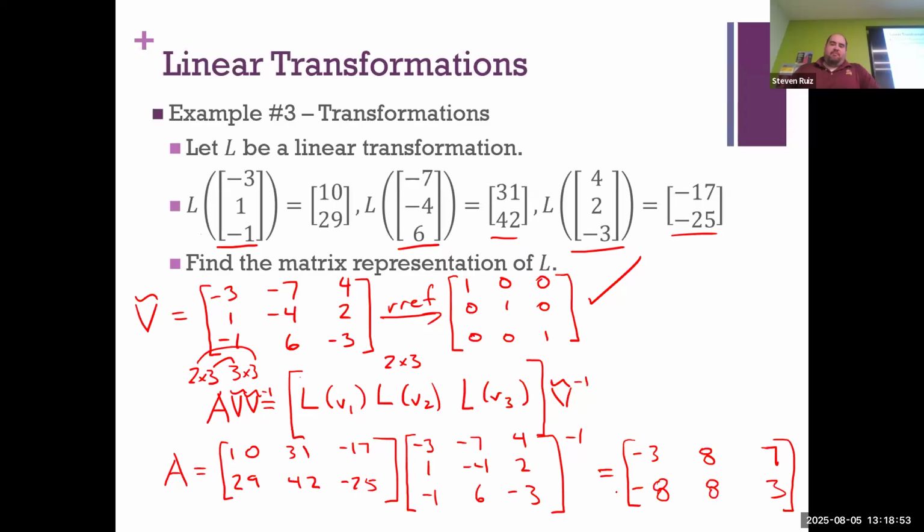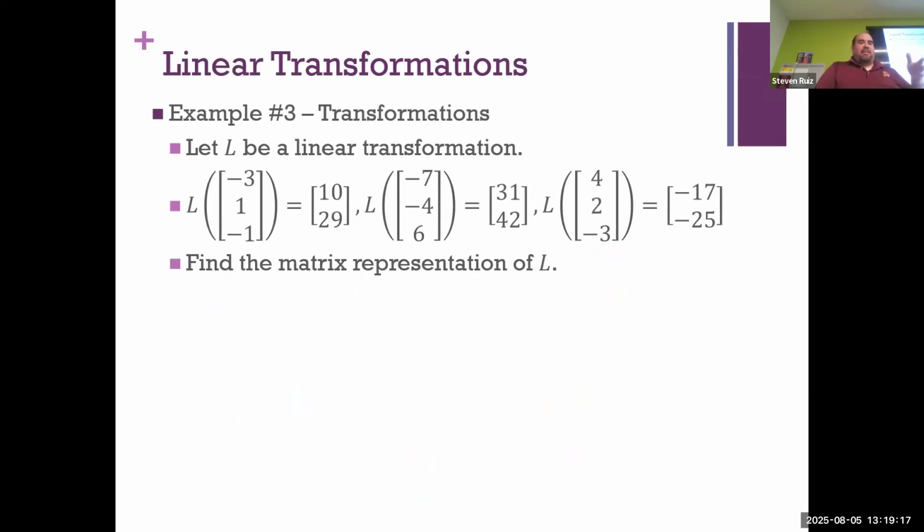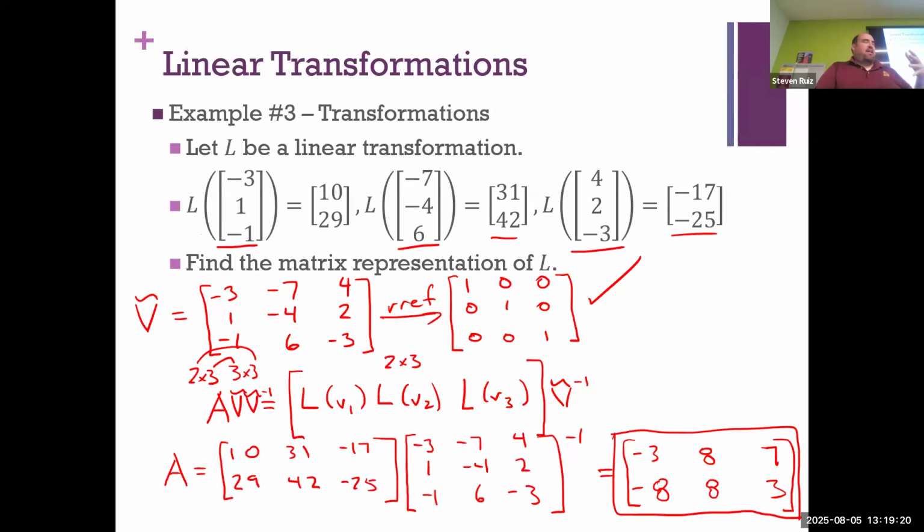So this is the matrix that defines this transformation L. Like in the first example we did, I showed you the recipe for what L does for the incoming X1 and X2. In this case, we didn't give you that explicit recipe. We just gave you 3 data points, 3 input-output pairs. Any questions here?